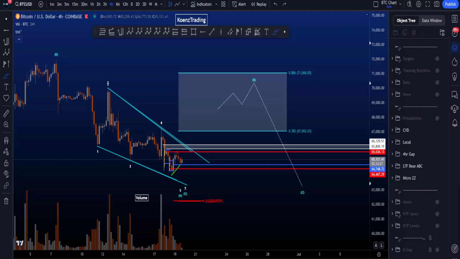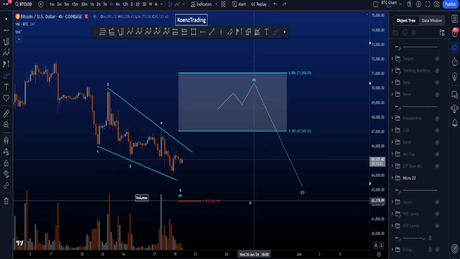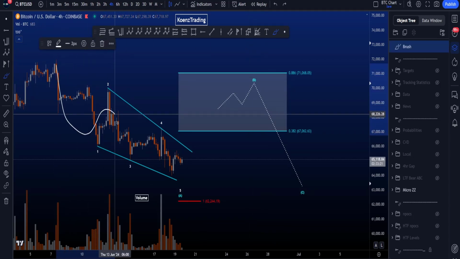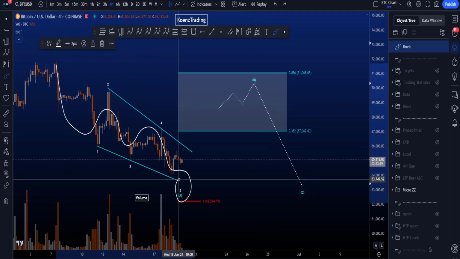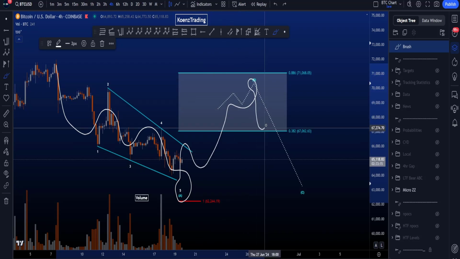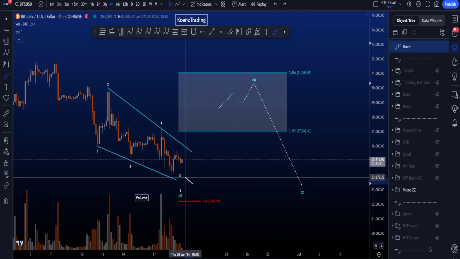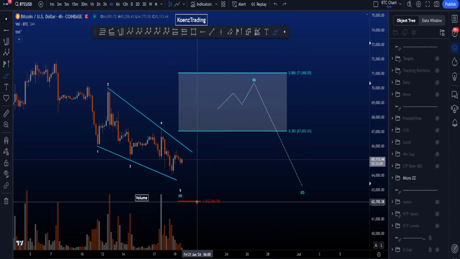Hi everyone, let's go over my bullish and bearish Elliott wave scenarios on Bitcoin, starting with the first scenario where we're looking for a leading diagonal in a wave A, a three-wave corrective structure to the upside in a wave B, and another impulsive structure to the downside in a wave C, moving below the low of wave A.